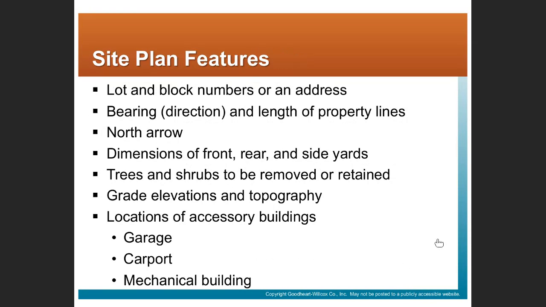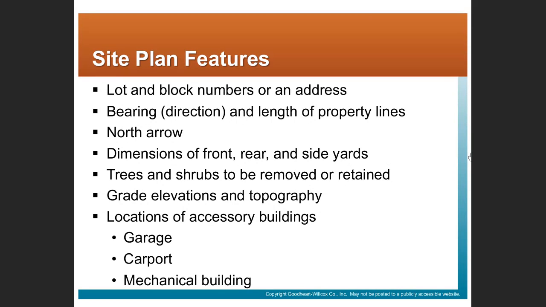Right, so on a site plan, we saw a lot and block numbers or an address. Again, that lot and block number would be part of the legal description of the property. We saw the bearing, the direction and length of the property lines, a north arrow, either true north or plan north. These dimensions of front, side, and rear yards, these will be setbacks. We'll see what that means in a minute.